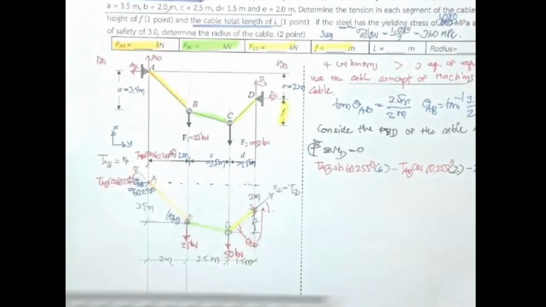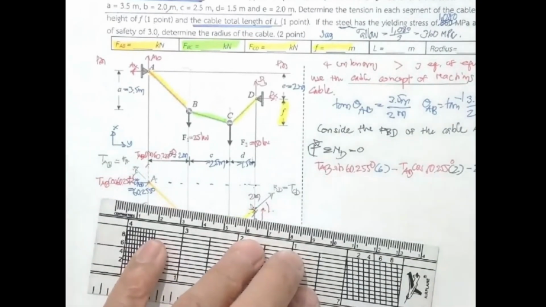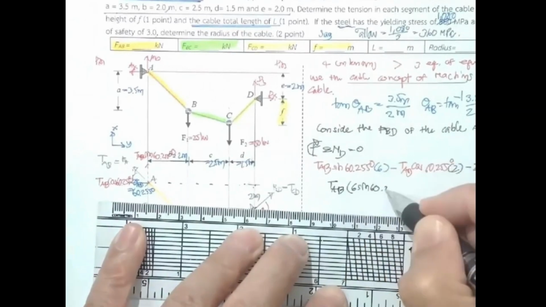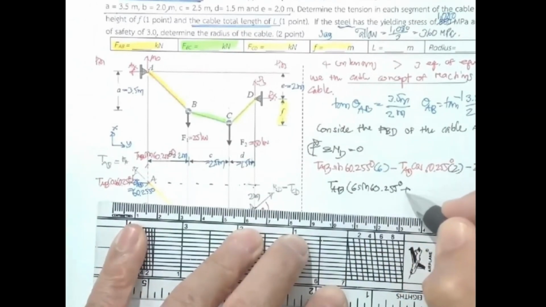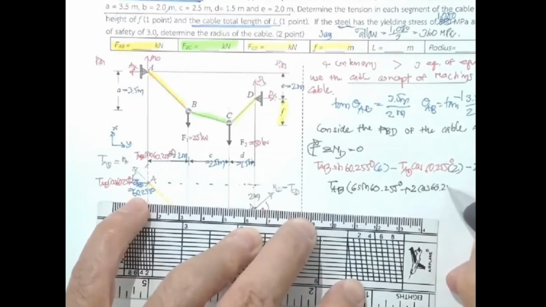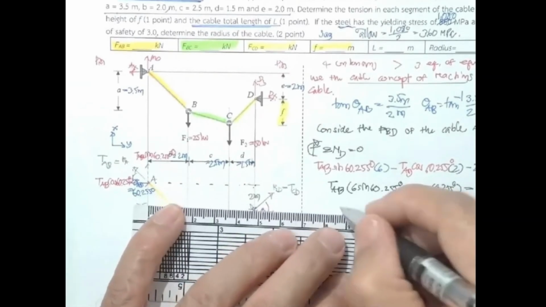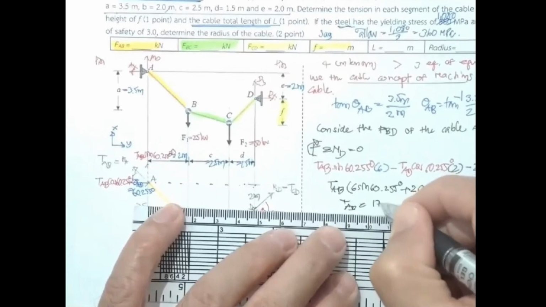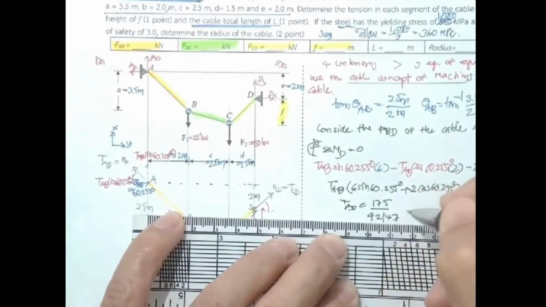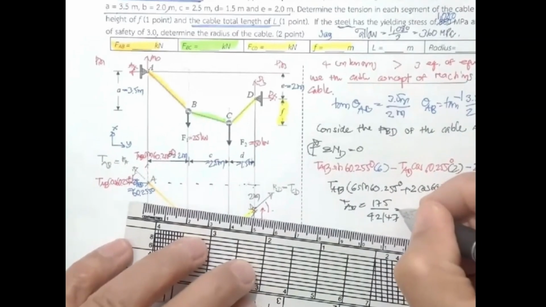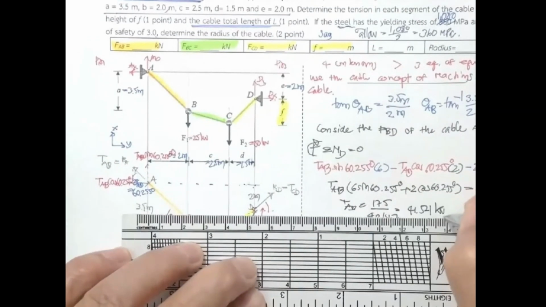Then you got it to be 0. If you carefully calculate it, you're going to get T sub AB times 6 sine 60.255 degree plus 2 cosine of 60.255 degree, and then it's going to be equal to, these 2 numbers give 175, and then you will get T sub AB equal to 175 divided by 4.2147, and then you will get this one to be 41.521 kilonewton. Ajahn, you get this one?